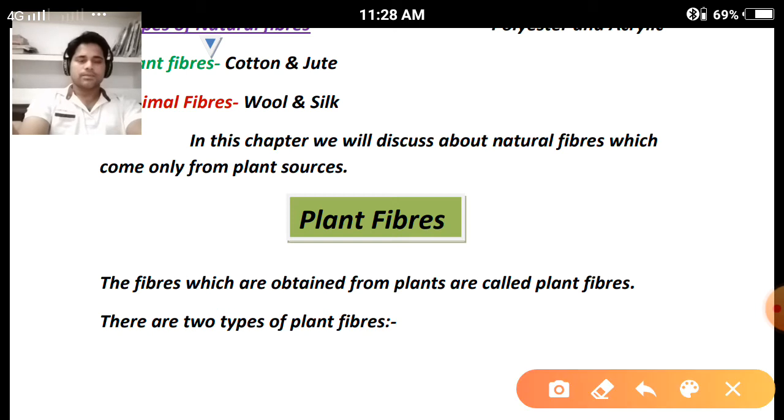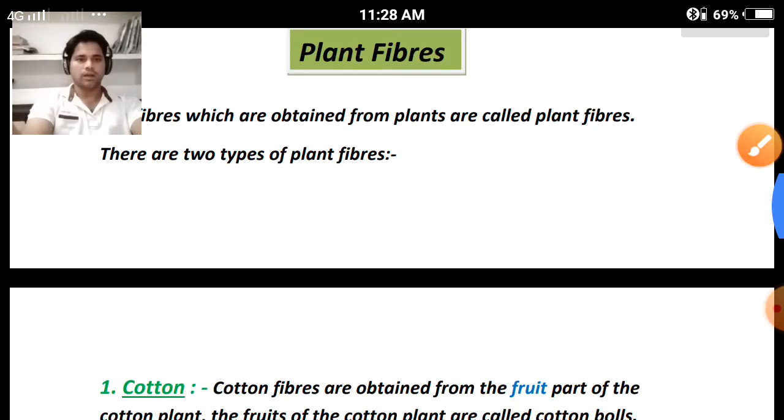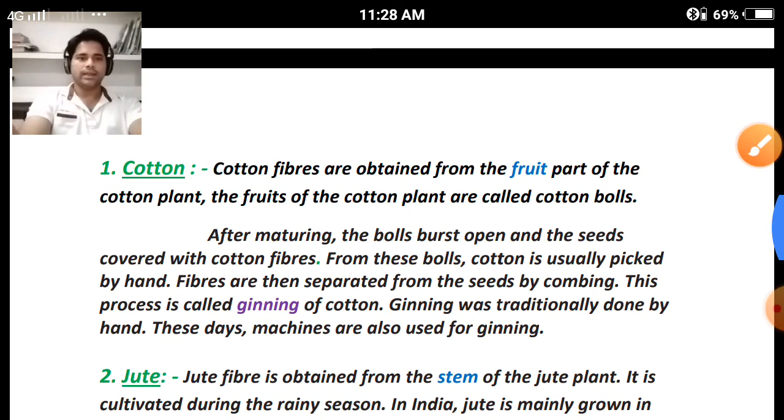The fibers which are obtained from plants are called plant fibers. There are two types of plant fibers, cotton and jute. So first we are taking cotton fiber.